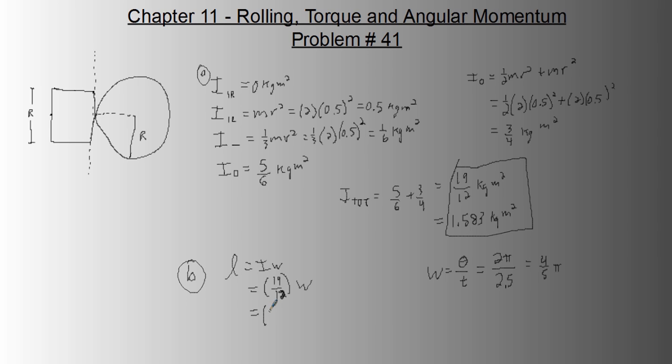So this equals 19 over 12 times 4 over 5 pi, which equals 19/15 pi. A little bit of fraction magic. Kilogram meter squared per second, or if you like the decimal form, 3.979, basically 4, rounded to 4 kilogram meters squared per second. Either of these is fine. Cool. Alright, next problem.